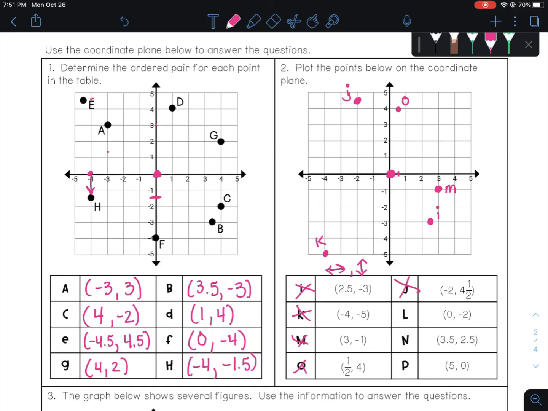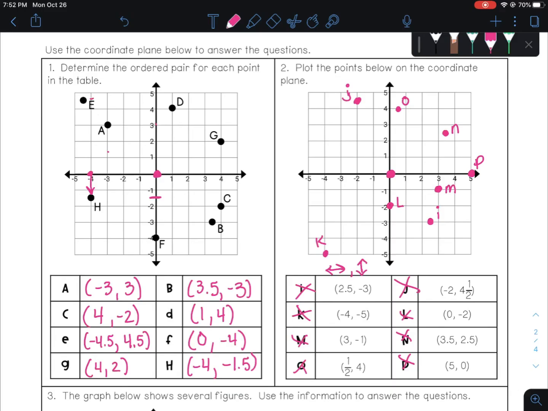Point L is 0, -2. So I can't move left or right at all. I just have to go straight down to the -2. And that's going to be point L. Okay. Point N, 3.5. So over to the 3 and then halfway to the 4, 3.5. Up to 2.5, so I'm going to go to the 2 and then halfway to the 3. So right here in the middle would be 2.5, and that's point N. And then lastly, we have point P that says to go over 5 and then 0. So we actually just stay right there on the 5 for point P.